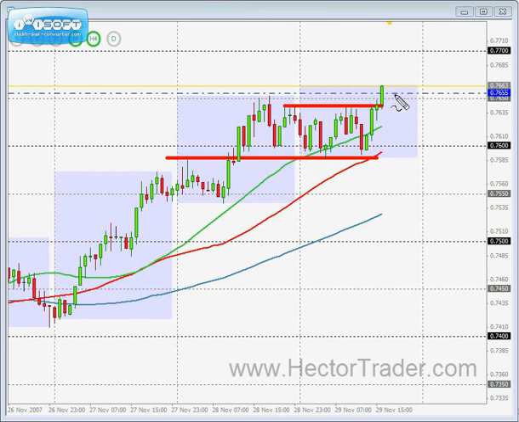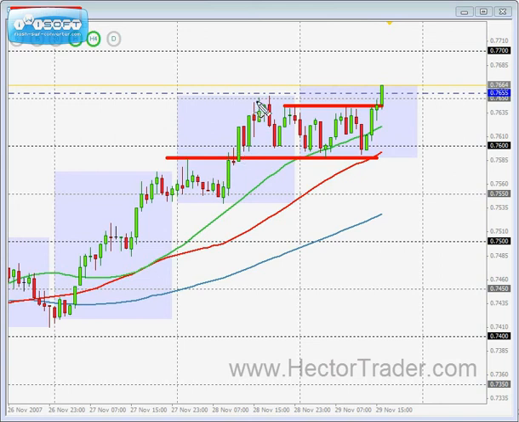I just want to record a video about this long entry I've just taken on the New Zealand dollar against the Canadian dollar, which is one of the two setups that I was following today. The other setup I was following was the Australian dollar against the New Zealand dollar, but that one doesn't seem like it's going to give me an entry.